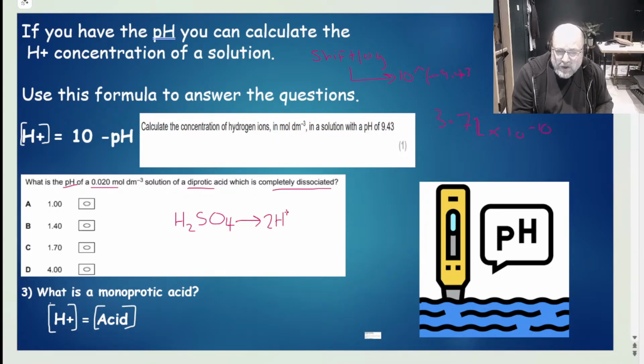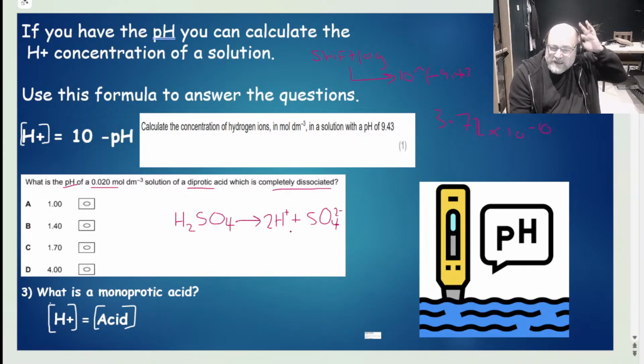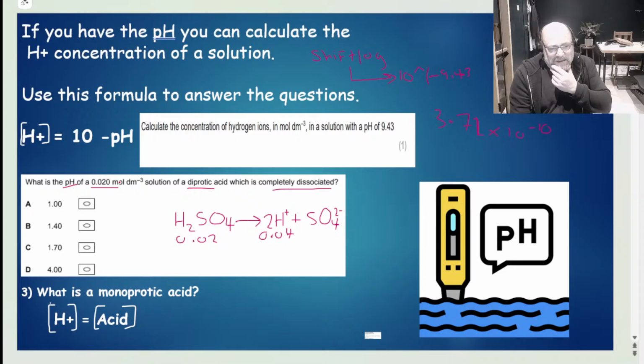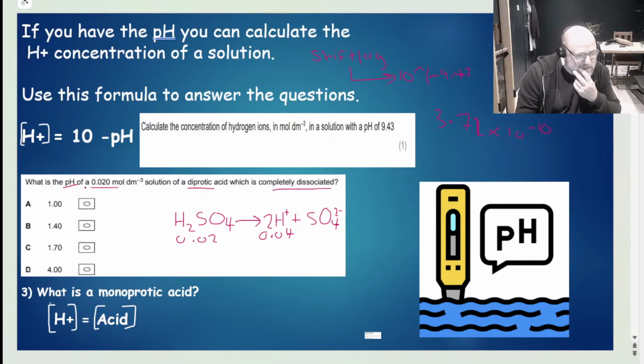So if it's going to fully dissociate, the concentration of the acid, you're going to get double the concentration of hydrogen ions. So a strong acid fully dissociates. So if that is 0.02, this must be 0.04.